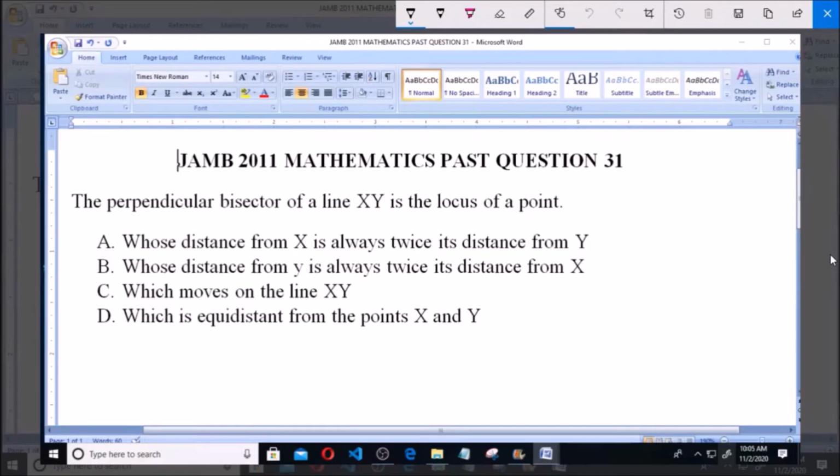The perpendicular bisector of a line xy is the locus of a point A, whose distance from x is always twice its distance from y, B, whose distance from y is always twice its distance from x, C, which moves on the line xy, and D, which is equidistant from point x and y.